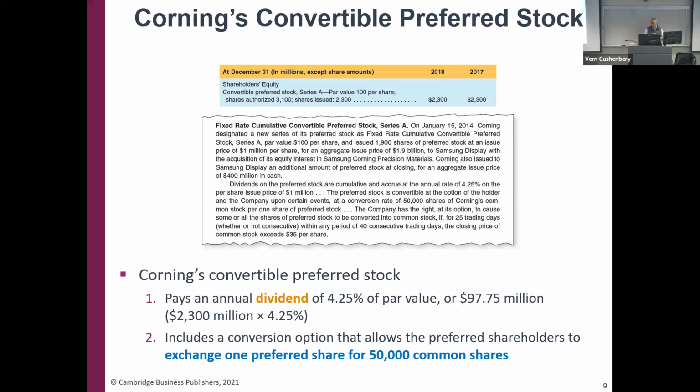Okay, convertible preferred stock. This was not on J&J's balance sheet. We've switched companies. And we've identified what I think is our fifth category of shareholders' equity. In this case, we do have a flavor of preferred stock, but it's new. We're looking at Corning, I think. Yes, Corning's preferred stock, and in this instance, it's convertible.